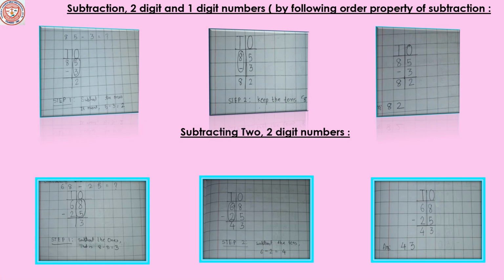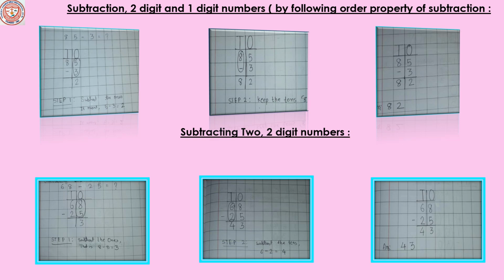Now, let's revise the process of subtraction. First, subtracting 2-digit and 1-digit numbers. Never forget to write tens and ones, and never forget to give the minus sign. To solve this, we have to follow the order property of subtraction.